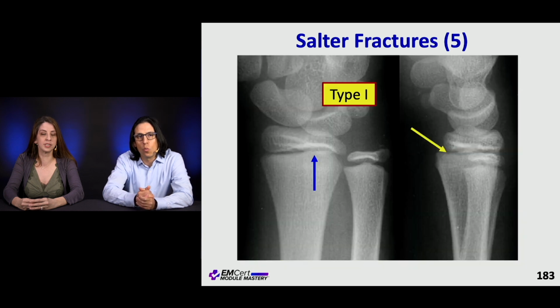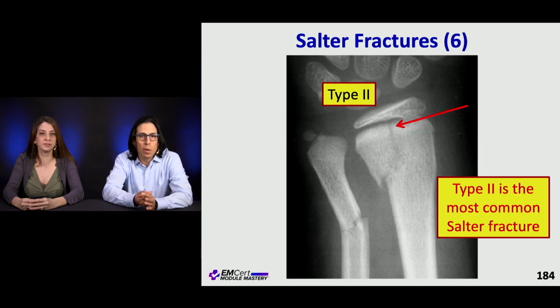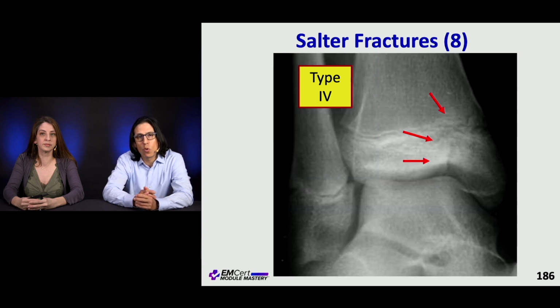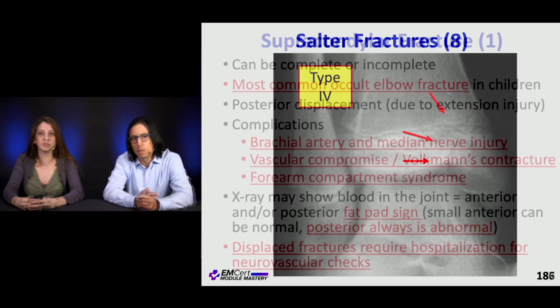So here's a Salter 1. It's pretty subtle, but you can see there's a little bit of a slip there. Type 2, remember, this is the most common. So in the mnemonic, it's above, but what it really is, it's proximal to the growth plate. Type 3, right, so this is below or distal to the growth plate. Type 4 here, I think you can see that the fracture line extends through the growth plate.